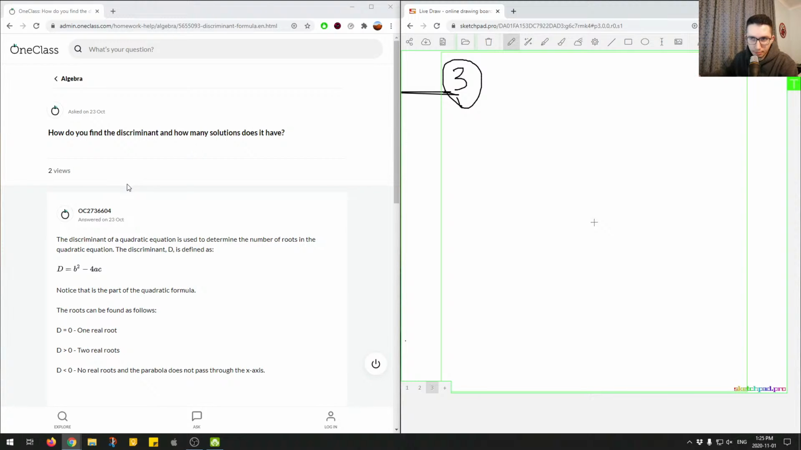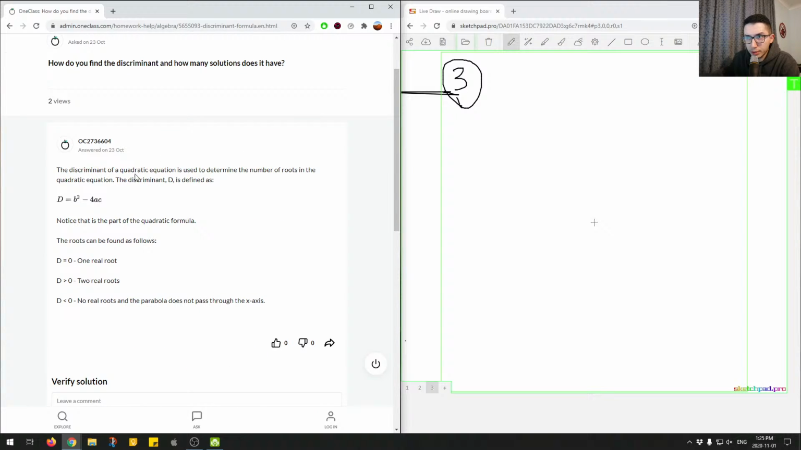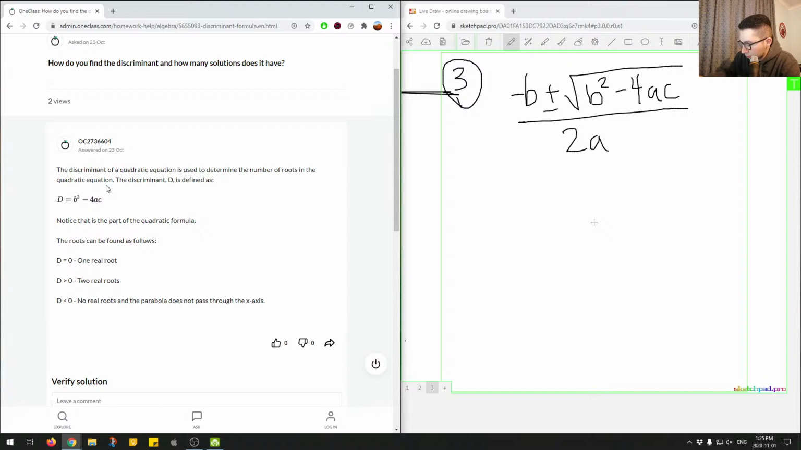Okay, so we need to define what the discriminant is to answer the how many solutions question here. So here the junior tutor describes the discriminant as follows, and this is from the quadratic equation. So I'll write out the quadratic equation. It is negative b plus or minus the square root of b squared minus 4ac, all over 2a. So this is an important formula to memorize. It's just the quadratic formula, and it's used to find the solutions of an equation in the following format.